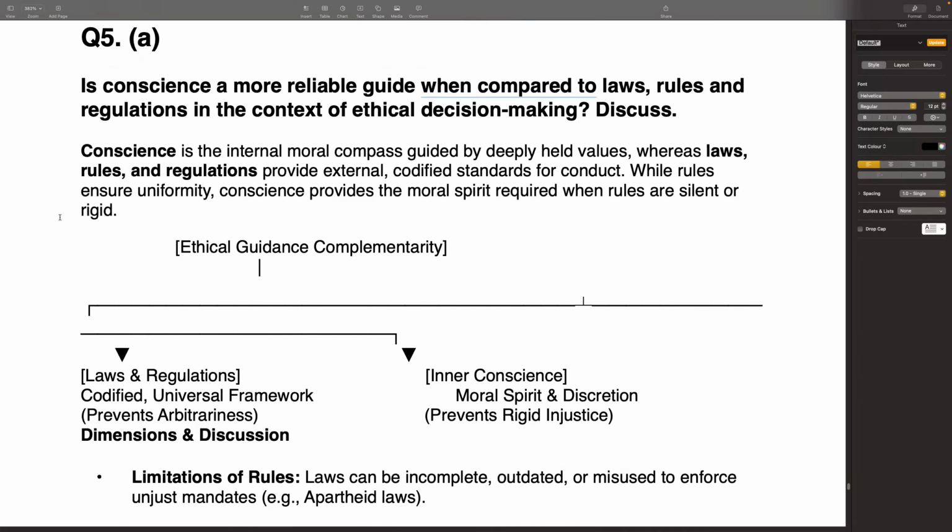Is conscience a more reliable guide when compared to laws, rules, and regulations in the context of ethical decision making? Discuss. Conscience is the internal moral compass guided by deeply held values, whereas laws, rules, and regulations provide external codified standards for conduct. While rules ensure uniformity, conscience provides the moral spirit required when rules are silent or rigid.